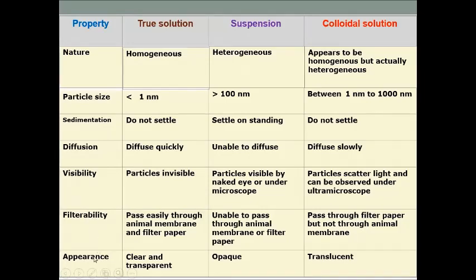Now what about the appearance? When it is homogeneous, we know the solution will be clear and transparent. We can clearly see whatever is inside it. So it is transparent. Suspension is opaque. And colloidal solution is translucent. So this is the comparison of the properties between the true solution, suspension and colloidal solution, which we have learned before.